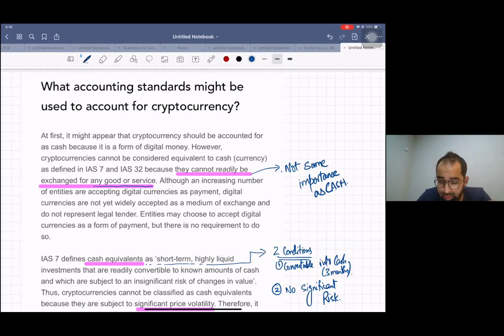So see the line: they cannot readily be exchanged for any goods or services. That's why you cannot call it cash. Point number one. Point number two.